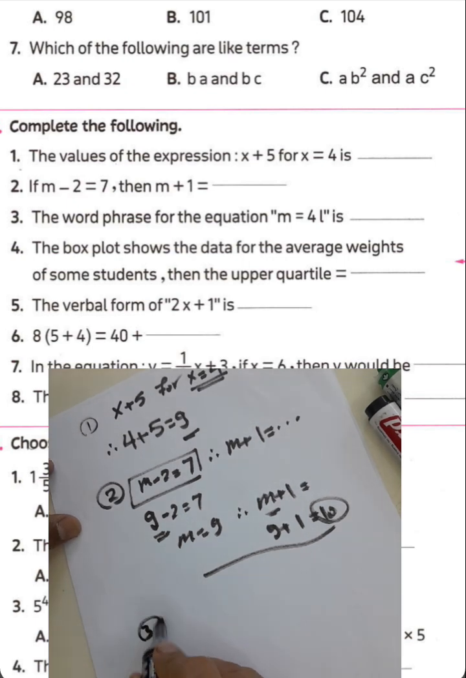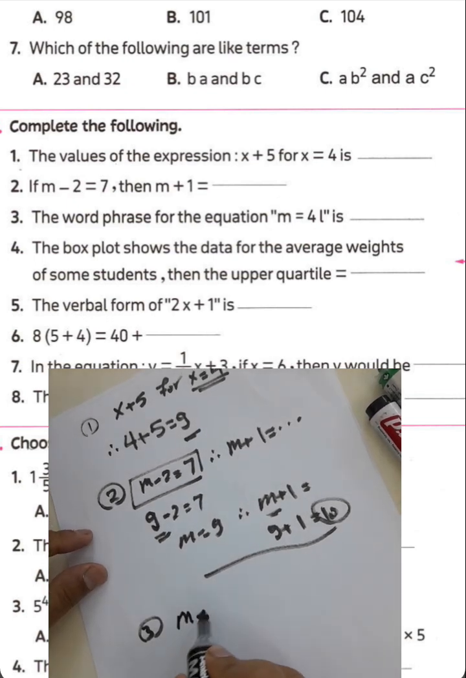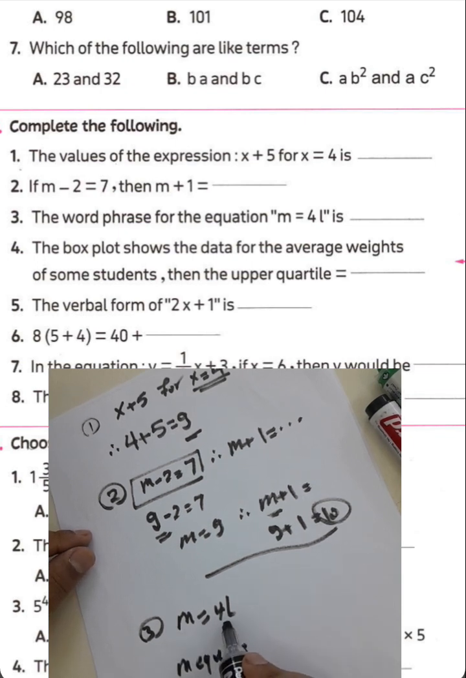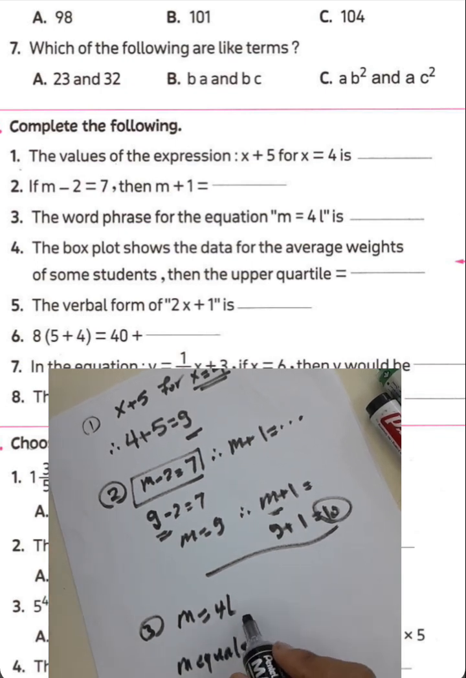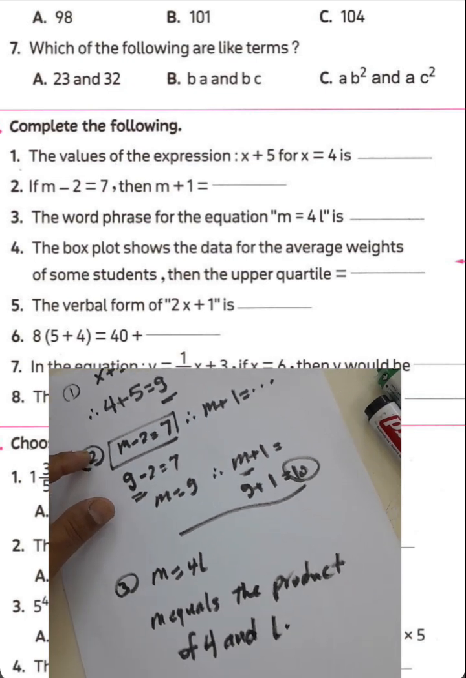Question 3. The word phrase for the equation m equals 4l: we can write m equals 4 multiplied by L, or the product of 4 and L.